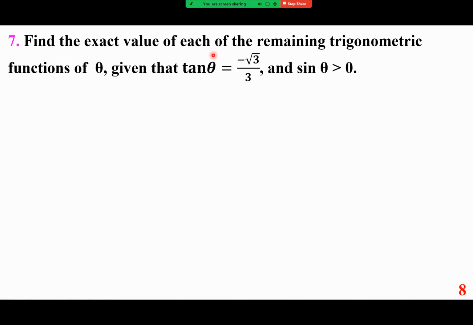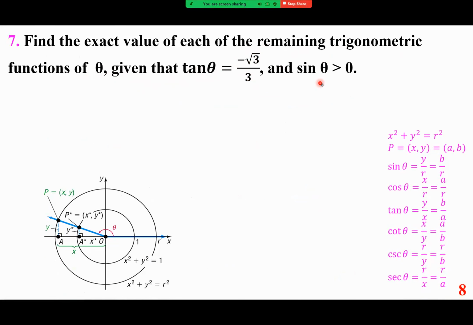Find the exact value of each of the remaining trigonometric functions of theta, knowing that tan theta is given as minus square root of 3 over 3, and sine is positive, okay? So take a look at what's happening here. There are a couple of things I want to remind you again.